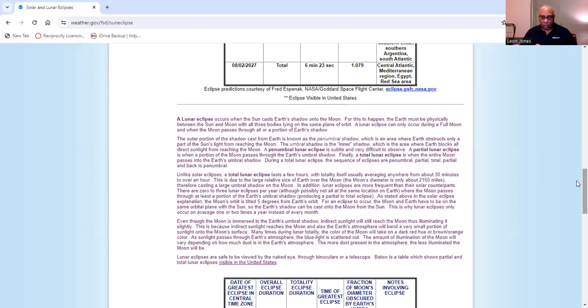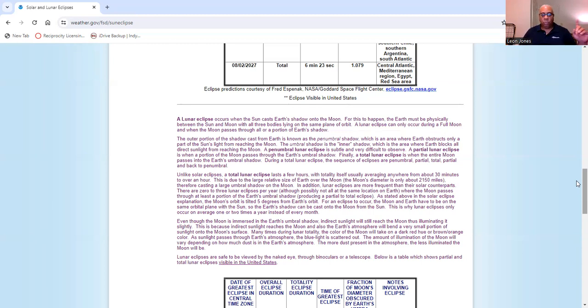Now, as I stated above in this article, in the solar eclipse explanation, the moon's orbit is tilted 5 degrees from Earth's orbit. So for an eclipse to occur, the moon and Earth have to be in the same orbital plane with the sun so that the Earth's shadow can be cast onto the moon from the sun. This is why lunar eclipses only occur on average 1 to 2 times a year instead of every month. Now, what do they mean? They mean same orbit: sun, Earth, moon. That's what they're talking about.